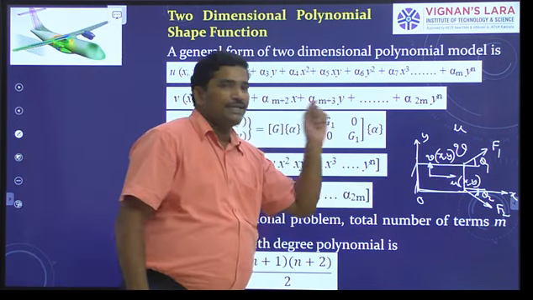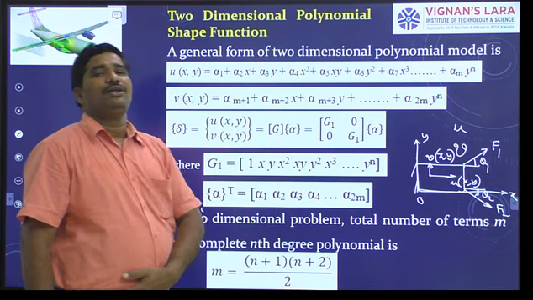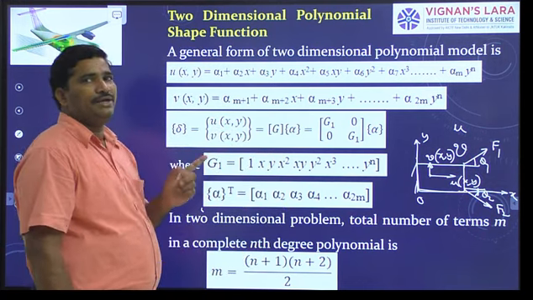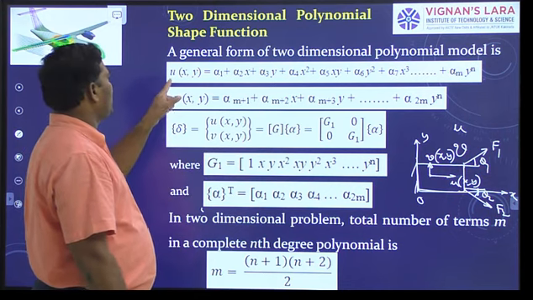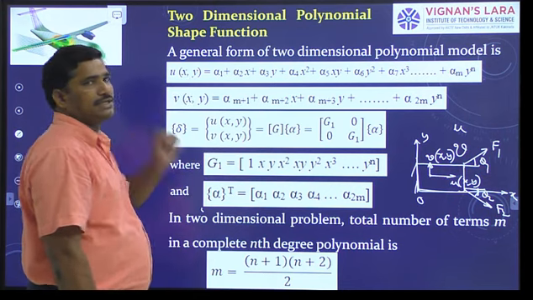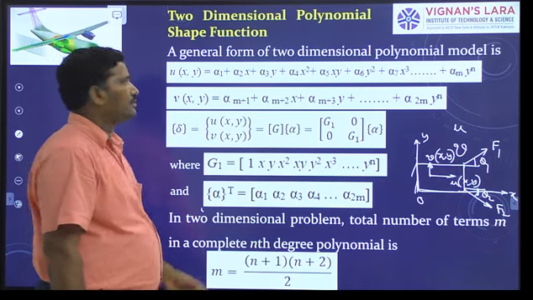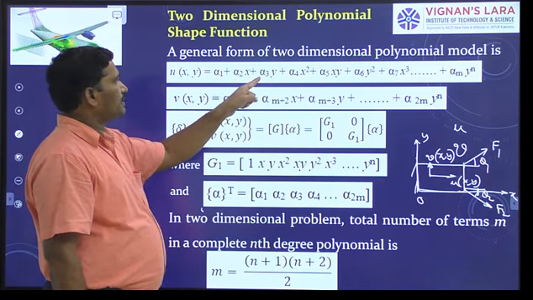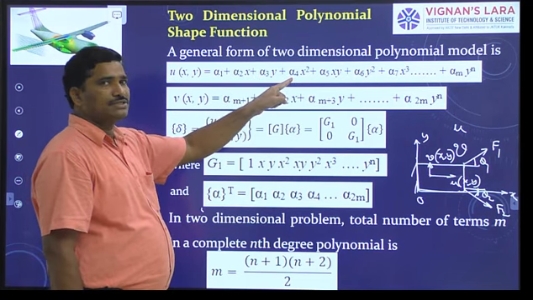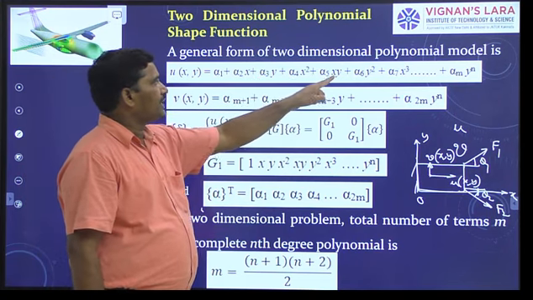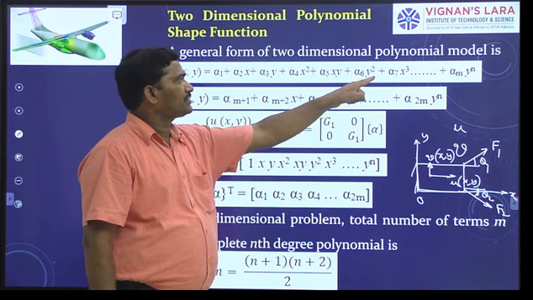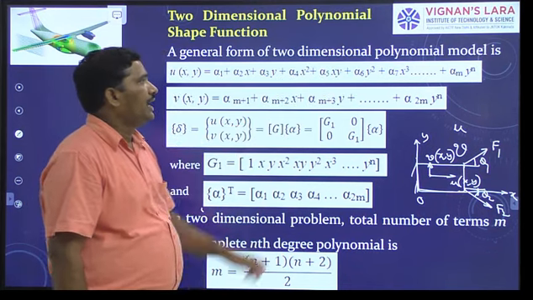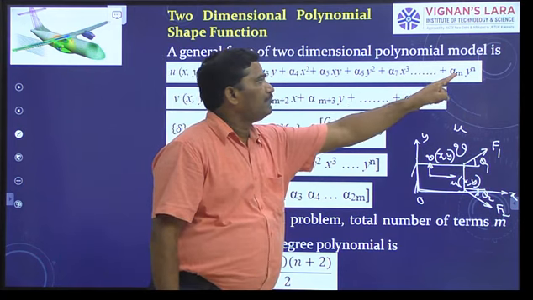For these displacements, we have to write the polynomials. How? u is a function of variables x and y. We write here, u is a function of variables x and y, which equals alpha 1 plus alpha 2 x plus alpha 3 y plus alpha 4 x square plus alpha 5 xy plus alpha 6 y square plus alpha 7 x cube and so on and so forth, and it ends with, say, alpha m y^n.